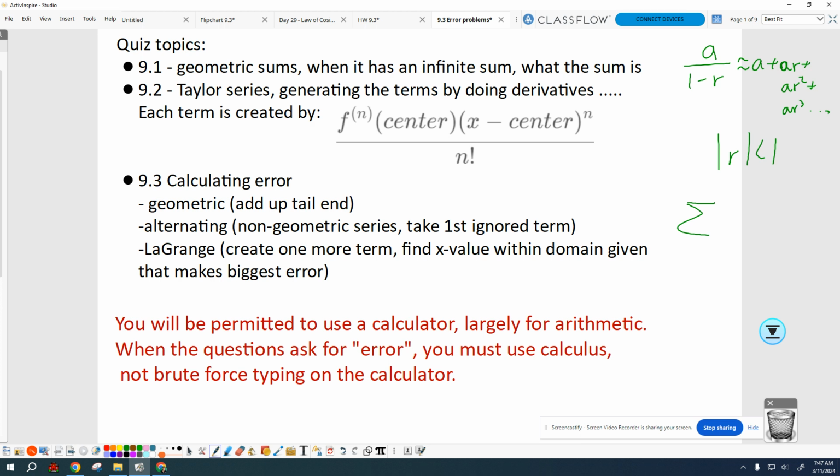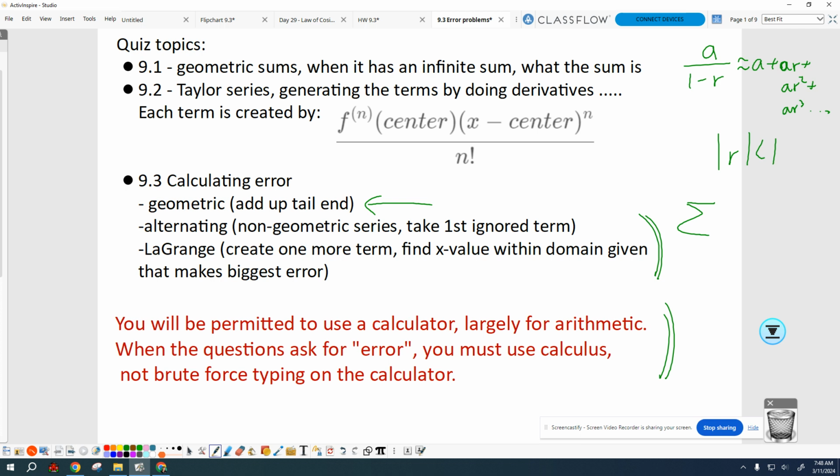And be able to calculate error. Then, I'm letting you use a calculator tomorrow. I will be able to tell if you're doing this properly or if brute force, so don't expect that. And the other two, I see them as the same. It's the first term that you're ignoring that gives you the error. So there's that.